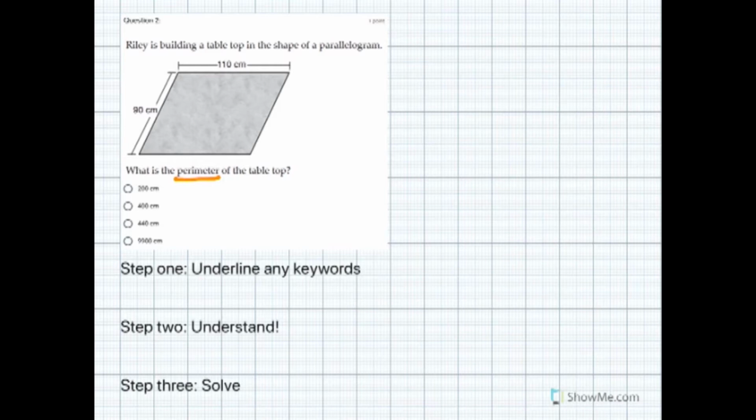Step 2. Understand. Students need to understand that perimeter is the length around the outside of a 2D object. Step 3 is to solve perimeter. We need to add all the lengths of all 4 sides of the parallelogram. So, we begin by writing P equals, now P means perimeter, equals 90 plus 110 plus 90 plus 110.